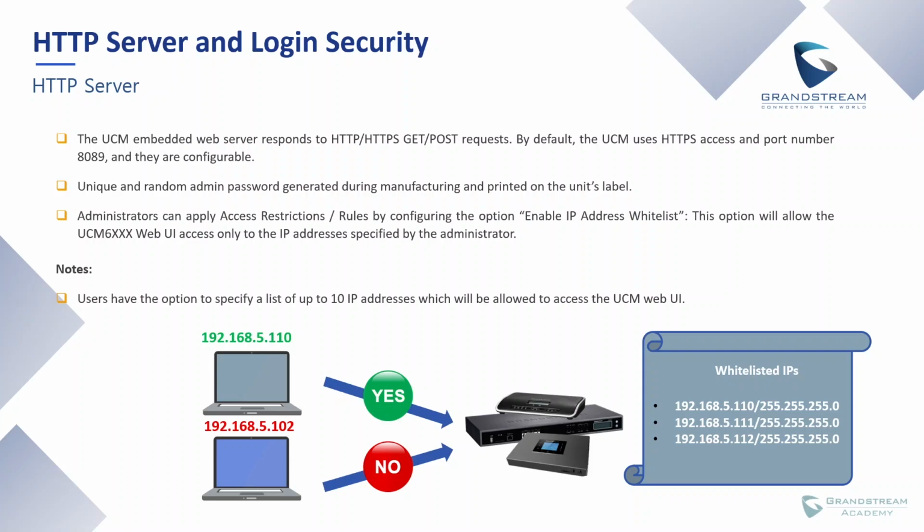Users have the option to specify a list of up to 10 IP addresses which will be allowed to access the UCM web UI, and the addresses that are not listed will be restricted from accessing the UCM. This access restriction will help the admin to secure the UCM access from different IP addresses beside the whitelisted ones.